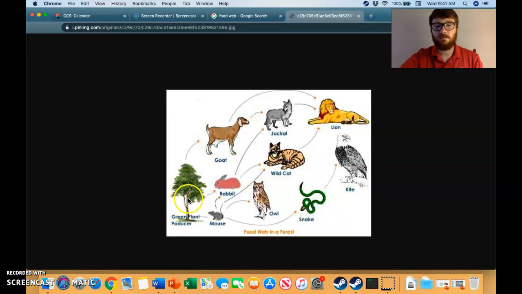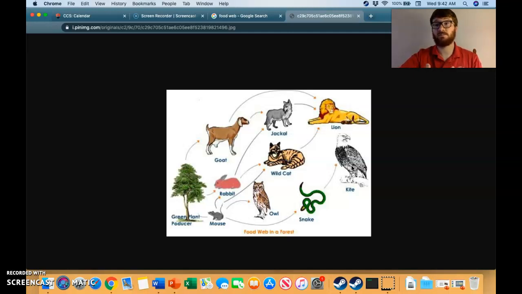The green plant, the producer, feeds the primary consumers, the goat, the rabbit, and the mouse. The mouse is going to feed the rabbit, the wildcat, the owl, and the snake. The goat is going to feed the jackal and the lion. You can see that the lion here and the kite, they are at the very top of the food chain. Why? Because nothing eats them. They eat everything. The term for that is called apex predator.